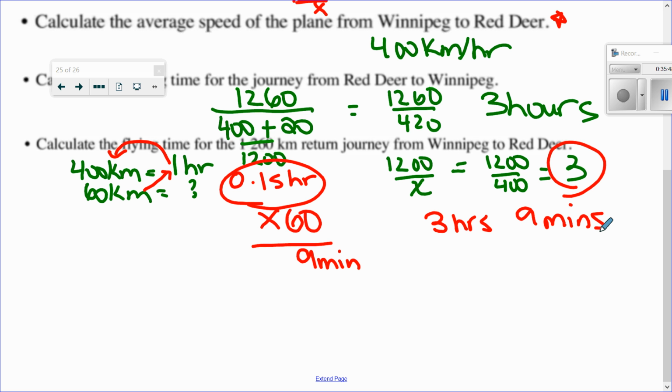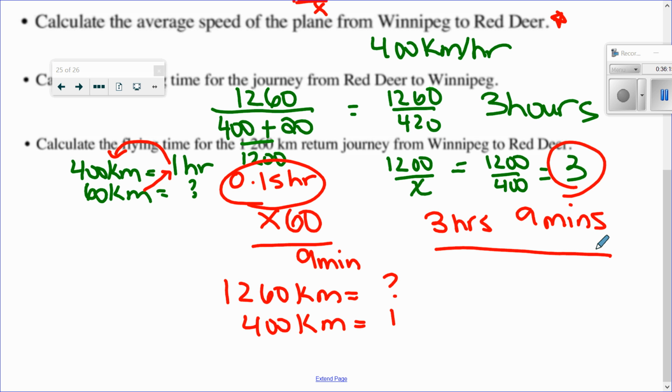Okay, so if you didn't like to do it that way, what we could do is just do 1,260 kilometers equals how many hours when 400 kilometers is the speed in 1 hour. That would give us the same answer. So if you did 1,260 times 1 divided by 400, that would also give you the 3.15, which is 3 hours and 9 minutes. So 2 different ways that you could do the same question.